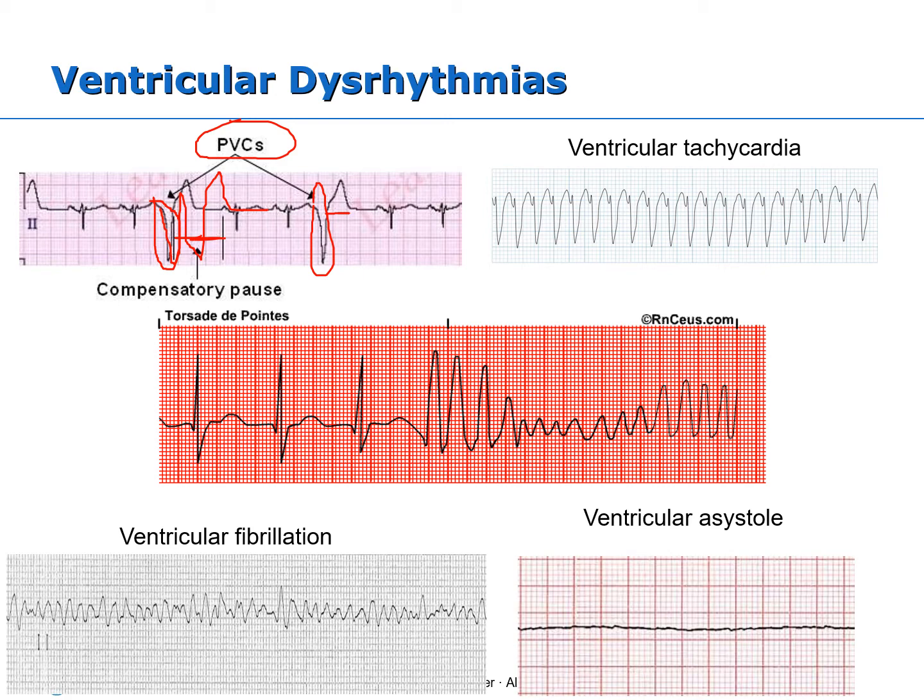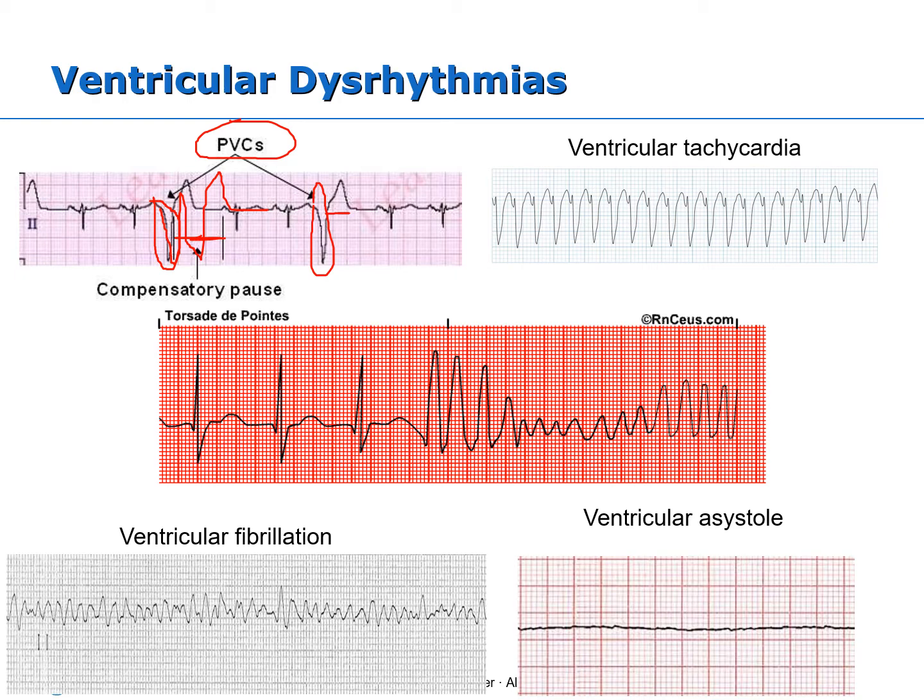Ventricular tachycardia, or VTAC, is when there are 3 or more PVCs in a row at a rate greater than 100 beats per minute. VTAC is an emergency, and the patient nearly always is unresponsive, and they'll also be pulseless because the heart is not functioning.